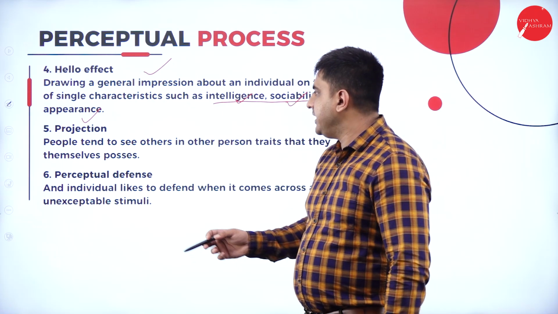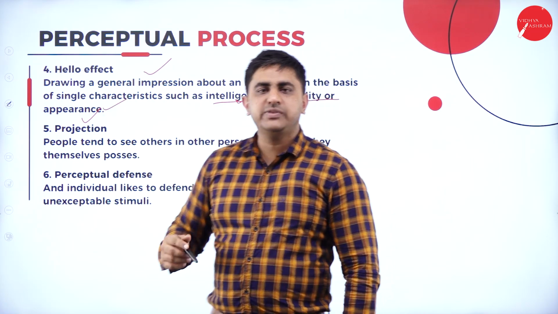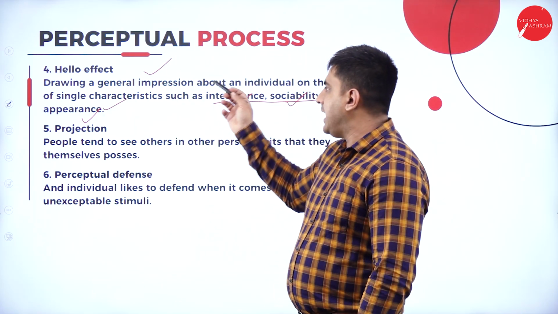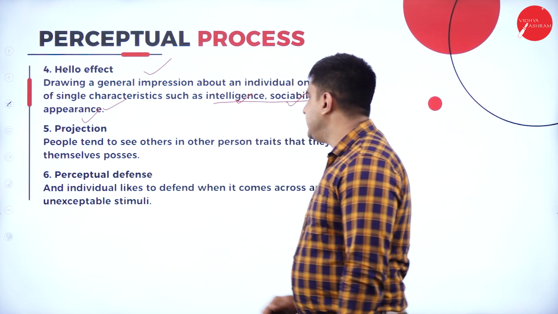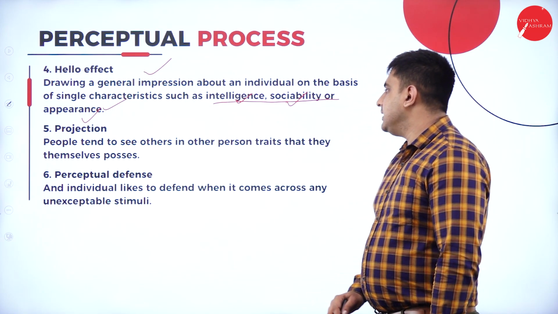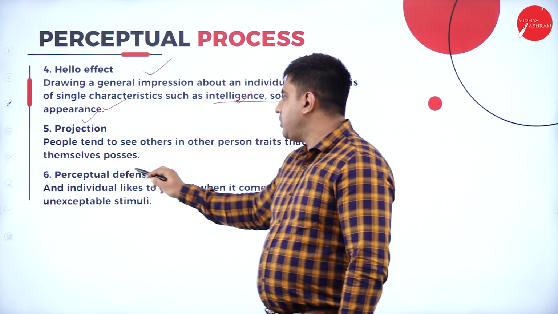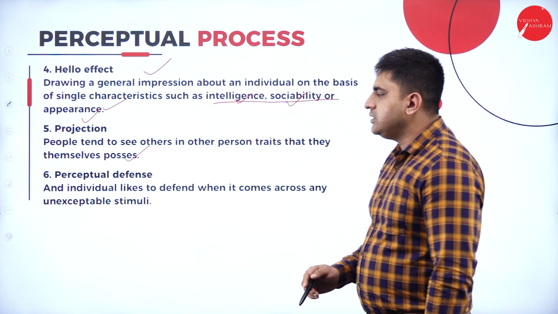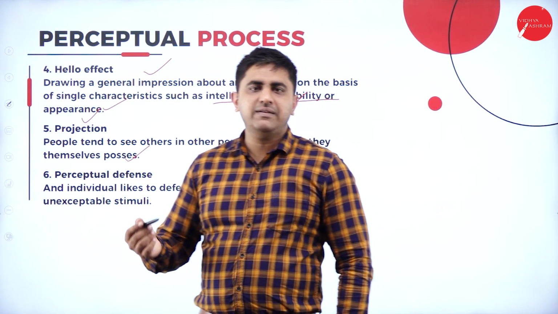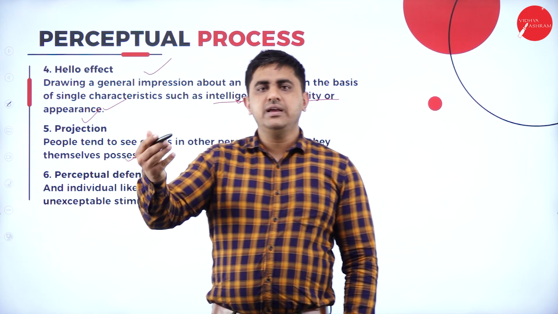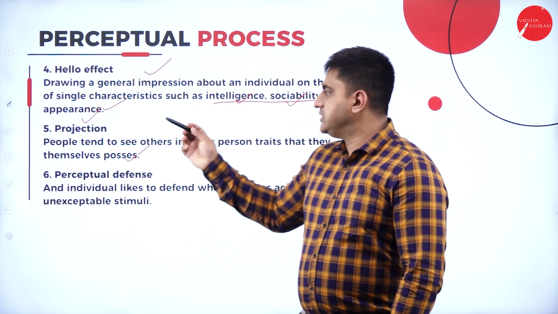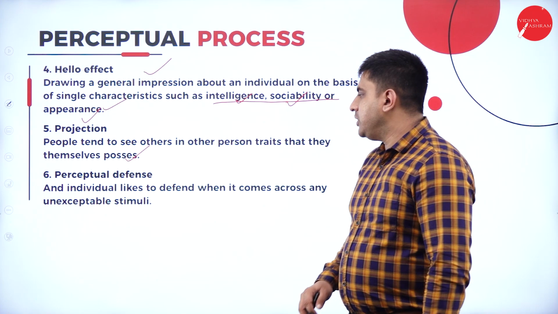Or if a person is very good in appearance, you call him very good looking. This is called the halo effect. Projection: people tend to see in other persons the traits that they themselves possess. So suppose there is one more fellow who has the same characteristics as you. You project yourself in him. That is called projection.